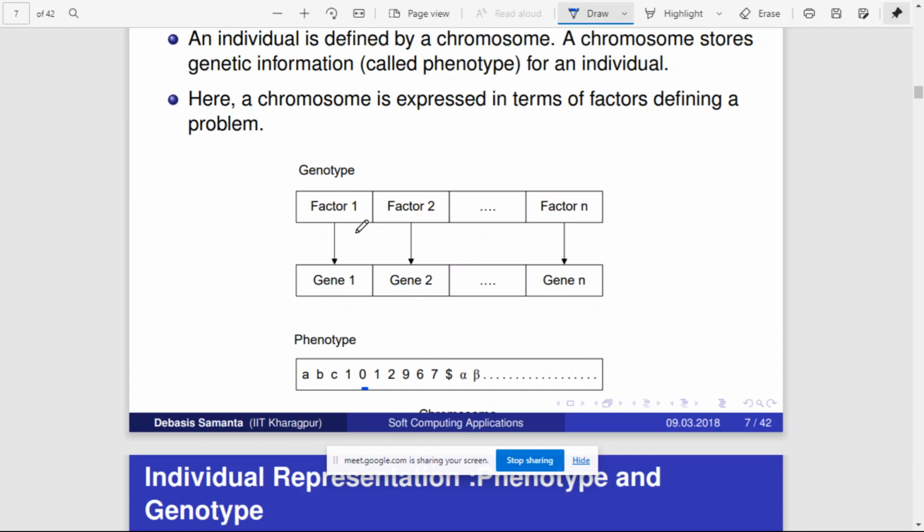Yeah, exactly. So genotype is very generic. At the top level, we know the overall structure. But in phenotype, we know the individual details also. So if you know exactly what the value of that is, then that is called phenotype.